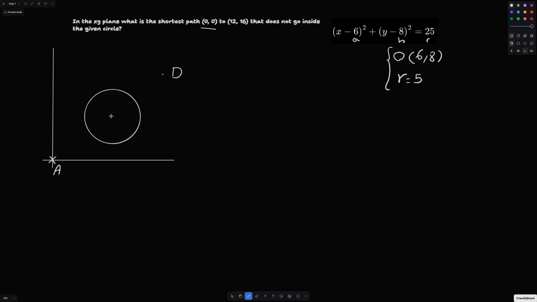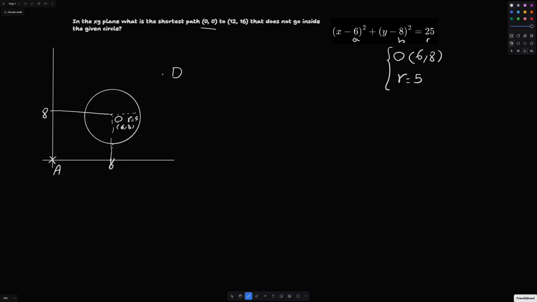So this circle that we have has the location of 6 and 8 for the center and the radius R. If I say this is my O, then this is my radius R, which is 5, and this is going to be 6 and 8. So this is going to be 6 and this is going to be 8. Okay, we have this now.